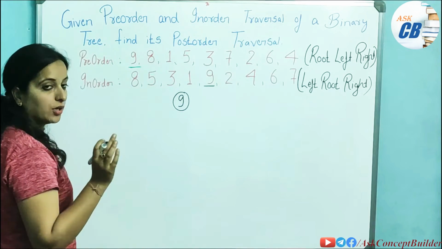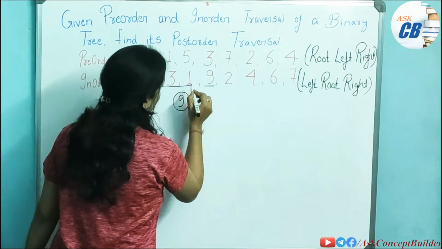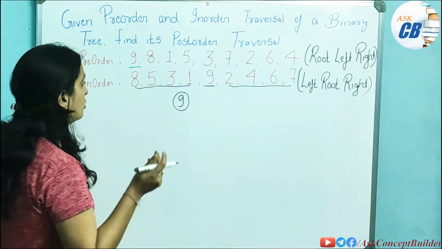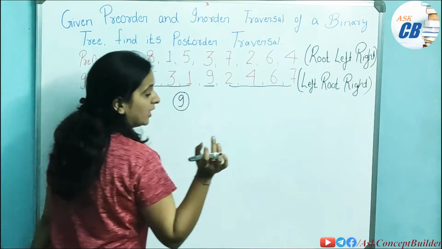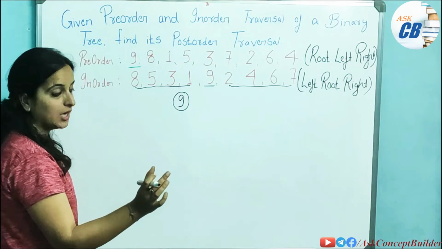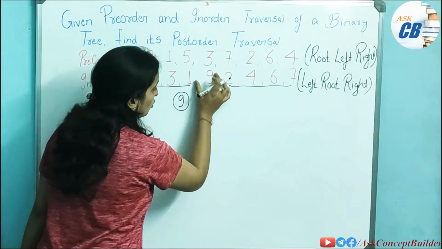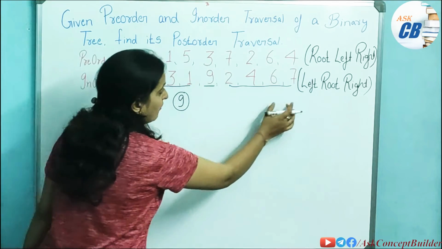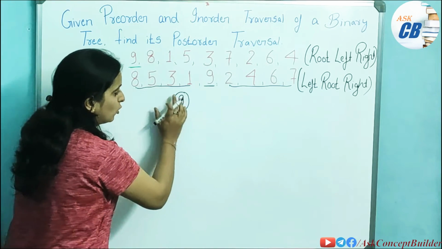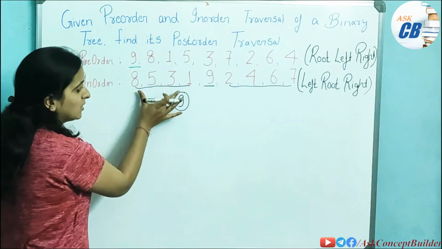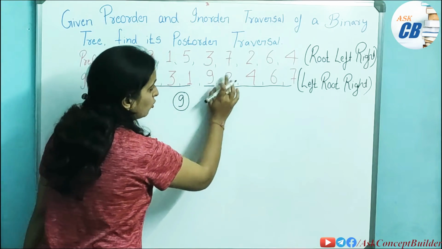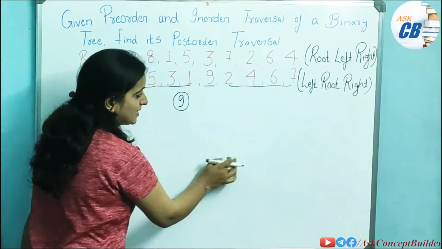Now in the in-order you will see the elements to the left of it and the elements to the right of it. Why? Because in-order is left, root and right. You know that 9 is your root node, so 9 would be the topmost node of your tree. Before writing the root in in-order you would have traveled the left tree, because you write left, root and right. So all the elements to the left of it will be its left subtree, and all the nodes to the right of it will be its right subtree.